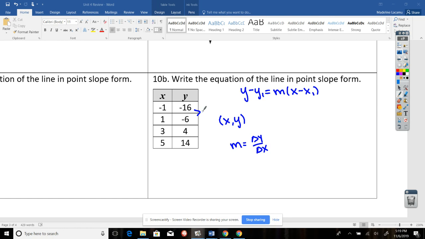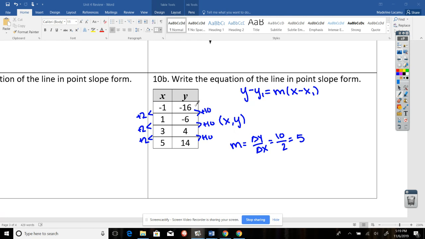My change in y from negative 16 to negative 6 is plus 10. From negative 6 to 4 is plus 10. From 4 to 14 is plus 10. From negative 1 to 1, it's plus 2. From 1 to 3, it's plus 2. And from 3 to 5, it's plus 2. So that just means our change in y is a positive 10. Our change in x is a positive 2. And if we simplify that, we get a slope of 5.